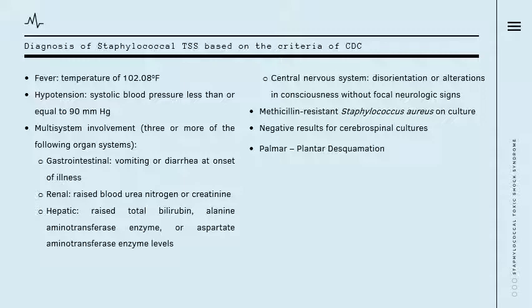She presented with a temperature of 102.08 degrees Fahrenheit. She was hypotensive. There was multi-system involvement, including gastrointestinal, renal, hepatic, and central nervous system. Also, her culture showed MRSA, or methicillin-resistant Staphylococcus aureus. Then, there were negative results for her cerebrospinal cultures. Lastly, there was desquamation on both of her soles and both of her palms.